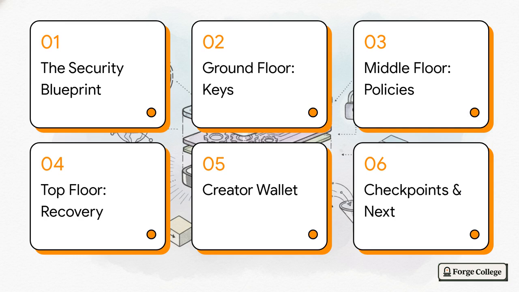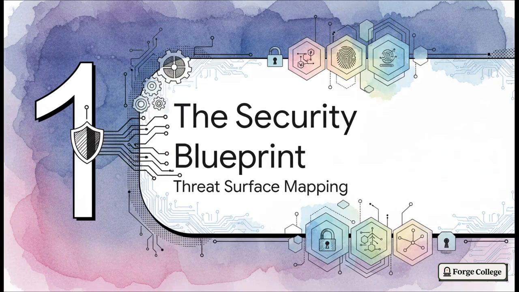Okay, so here's the actual architectural blueprint we're going to climb today. First, the overall security blueprint, then we'll check out the ground floor, which is all about keys, moving up to the middle floor for policies, and the top floor for recovery. After that, we'll look at a real-world creator wallet example, and finally wrap up with checkpoints and next steps.